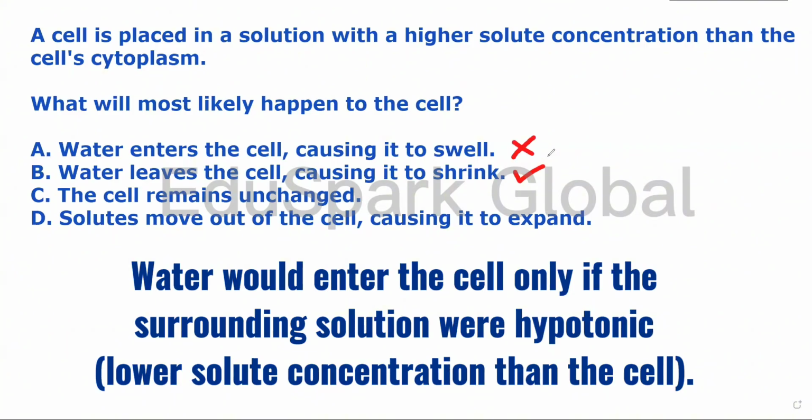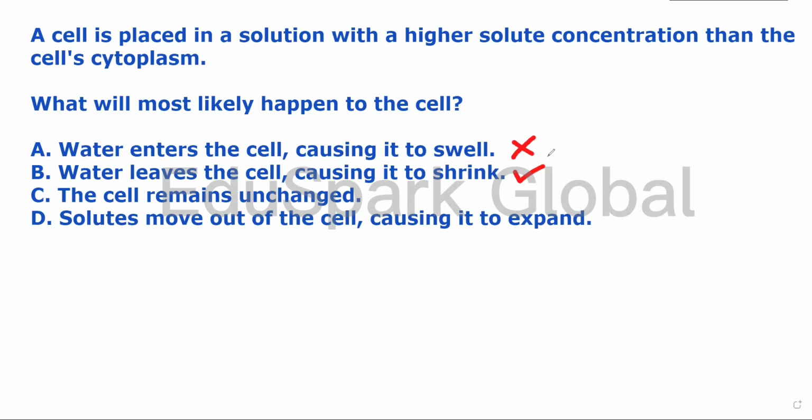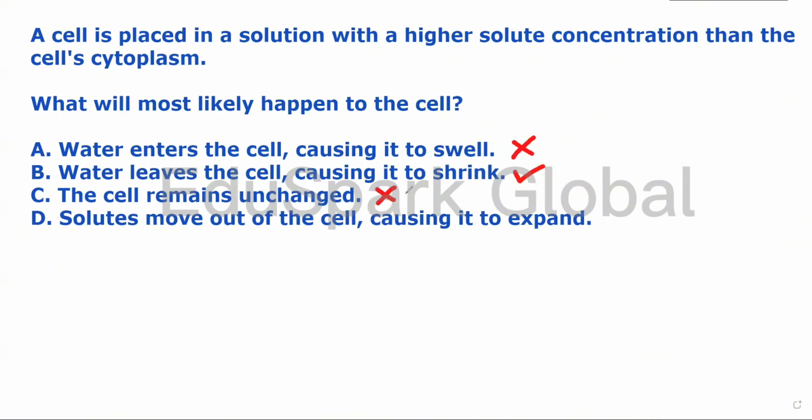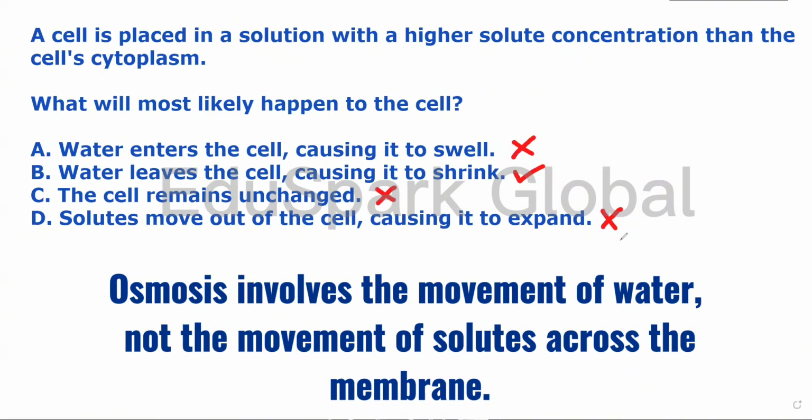Now for C, the cell remains unchanged. This also is incorrect, and the reason is because a cell remains unchanged only in an isotonic solution. In isotonic solution, the solute concentration is equal inside and outside of the cell. For D, it says solutes move out of the cell, causing it to expand. This also is incorrect because osmosis involves the movement of water, not the movement of solutes across the membrane.